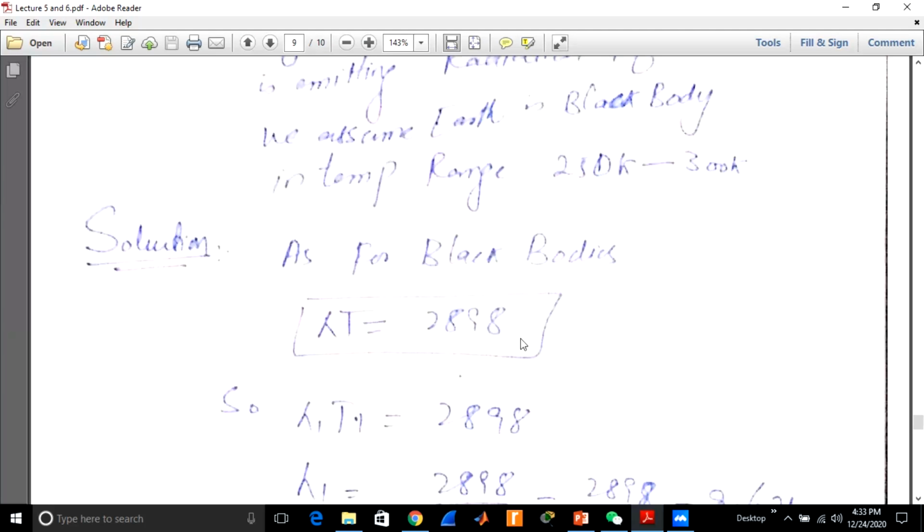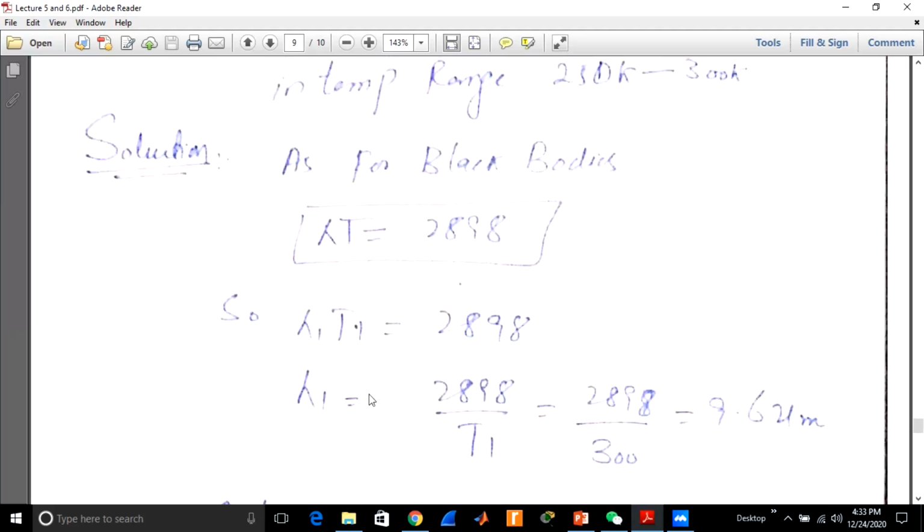So consider lambda 1. So lambda 1 T1 is equal to 2898. So lambda 1 is equal to 2898 divided by T1. If we take the greater temperature, the wavelength will be smaller. So suppose we insert this. So this is 9.8 micrometer.